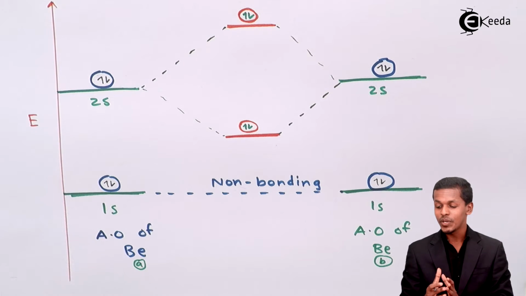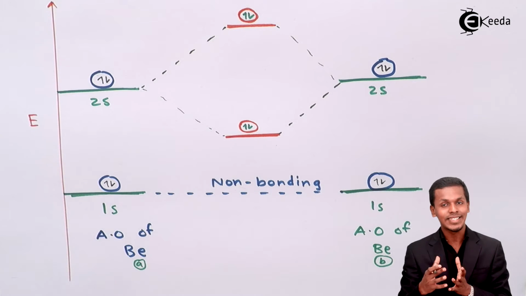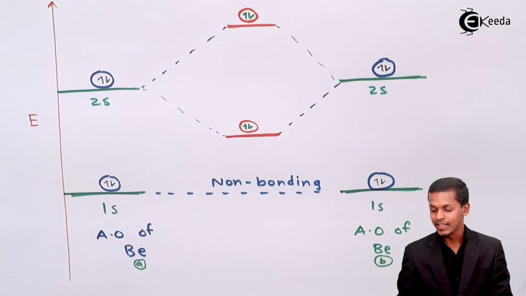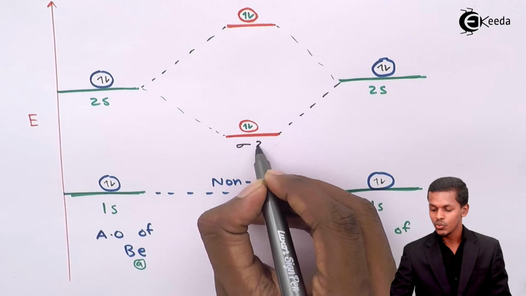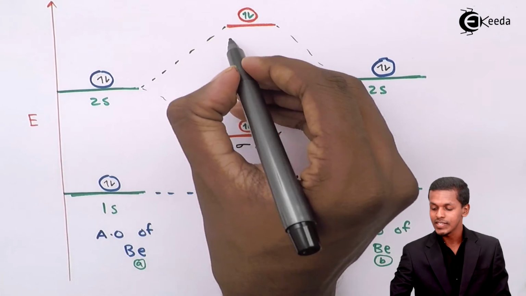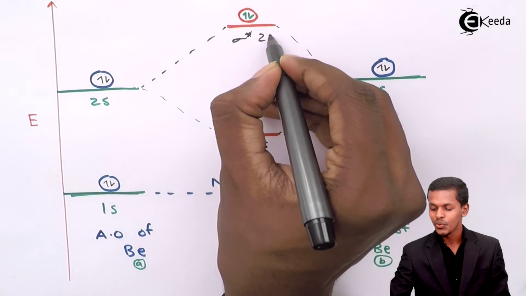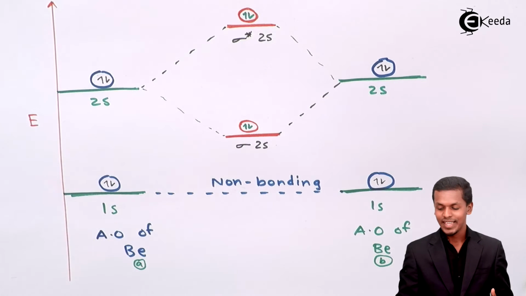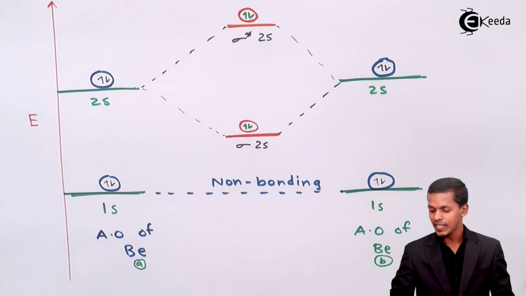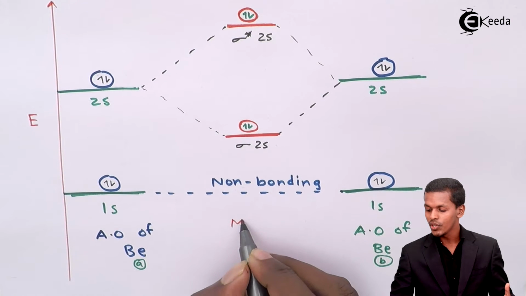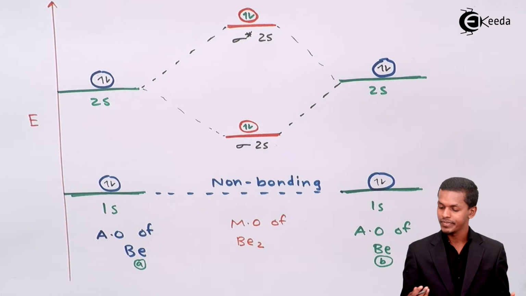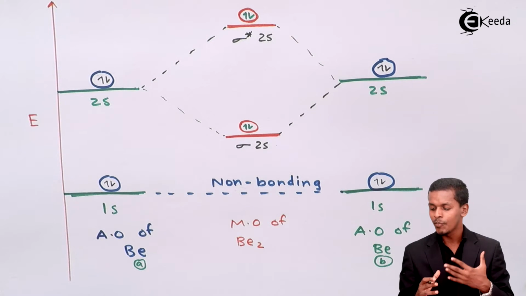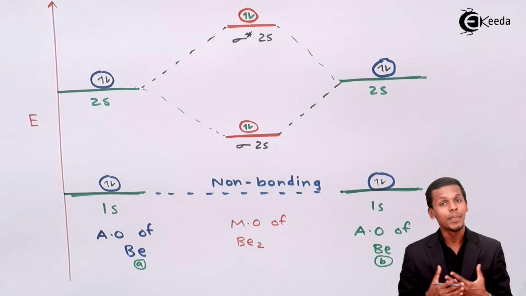And we have to designate the molecular orbitals. In this case, I could say that this is what we call the sigma 2s orbital, while this one is called the sigma star 2s orbital. So the whole thing that we have represented at this level is the molecular orbital diagram of the beryllium molecule, that is Be2.